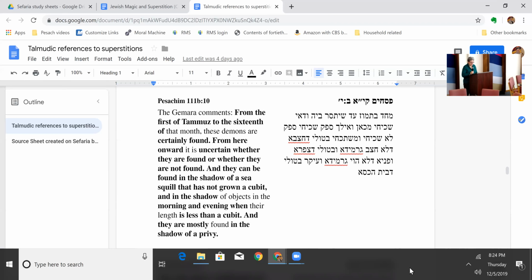So again, we're still in Pesachim. The Gemara comments, from the 1st of Tammuz to the 16th of that month, these demons are certainly found. From here onwards, it's uncertain whether they are found or whether they are not found. They can be found in the shadow of a sea swell that has not grown a cubit, and in the shadow of objects in the morning and evening, when their length is less than a cubit. None of this is relevant, the last sentence. And they are mostly found in the shadow of a privy. Demons are mostly found in the shadow of a privy, the outhouse.